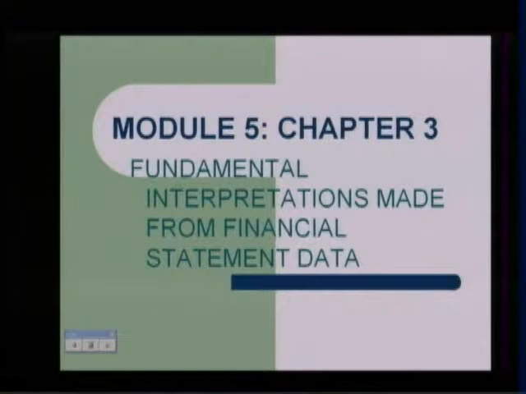This is going to be Module 5. In Module 5 we're going to be talking about Chapter 3. We're going to do the entire chapter in Module 5 because we're going to talk about 5 basic things. We're going to talk about ROI, ROE, working capital, current ratio, and the acid test ratio.